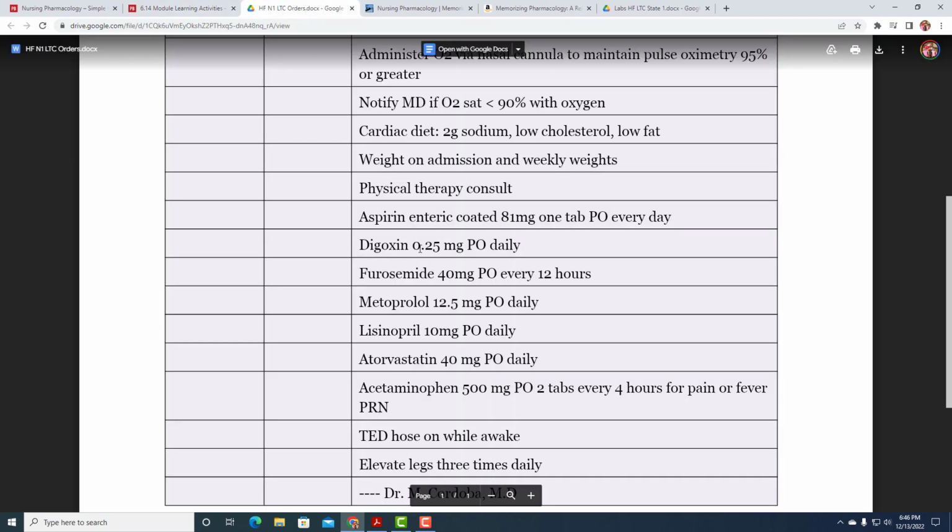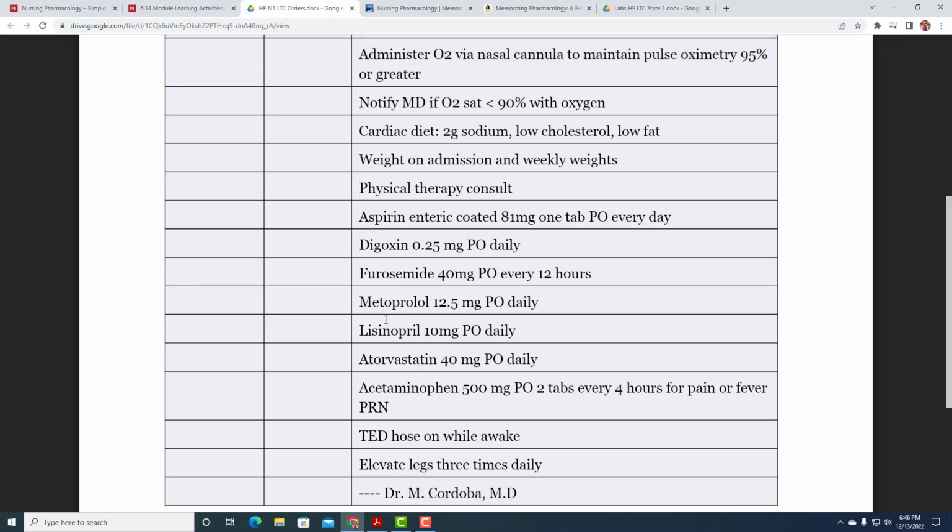So we've got digoxin, furosemide, metoprolol, lisinopril, atorvastatin. Where would I look? What you want to look at here are the endings. The semide of furosemide lets you know that it's a loop diuretic. The alol of metoprolol, and you had to memorize that it was second generation, so this is a selective beta blocker. The pril of lisinopril, and the vastatin of atorvastatin.